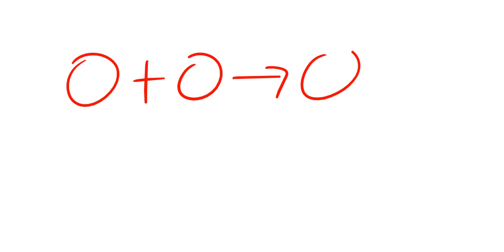Let me say I've got this is one atom and this is another atom. When they combine, they are going to give us one. This is a chemical bond that has been formed. So this is the basic premise about chemical bonding.